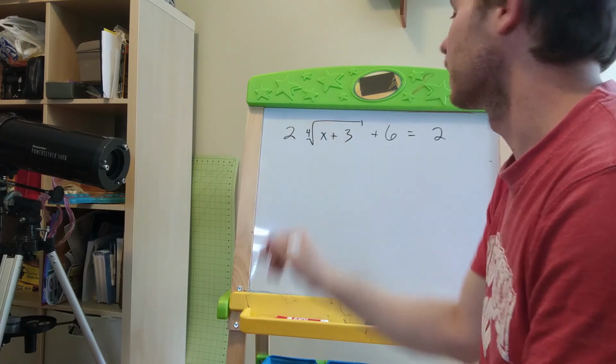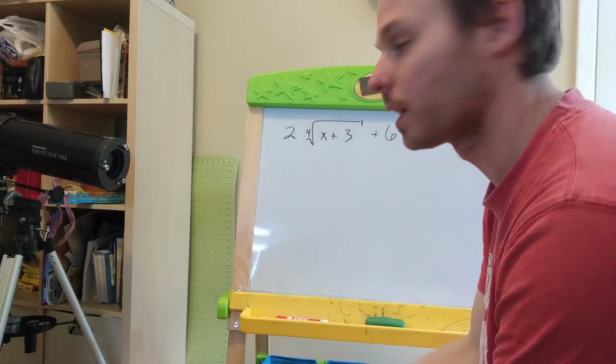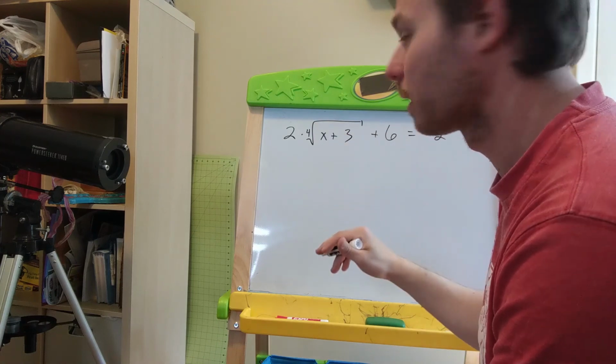Now again, make sure when you're putting that 4, you're putting it up in the radical. You're not putting it out in the front, so it's not 4 times that. This whole thing, the fourth root, is like one big symbol, so make sure you write it like that.